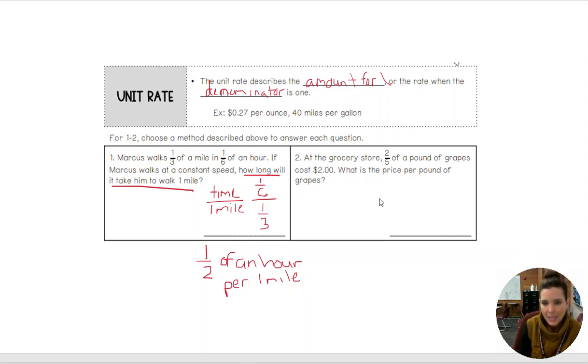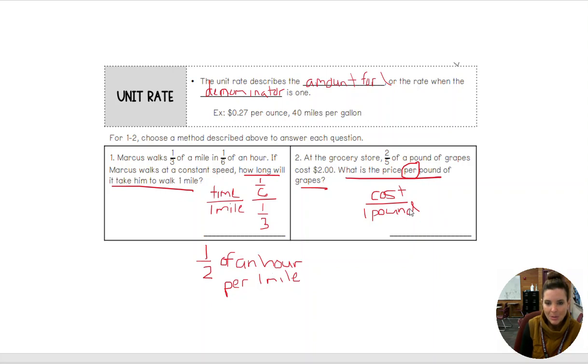Go ahead and look at the next one. At the grocery store, 2/5 of a pound of grapes costs $2. What is the price per pound of grapes? Now, we're going to look for that word per, because if it's asking for the price per pound, that means we are going to do the cost on the top and then per pound. So we want to do pounds on the bottom.